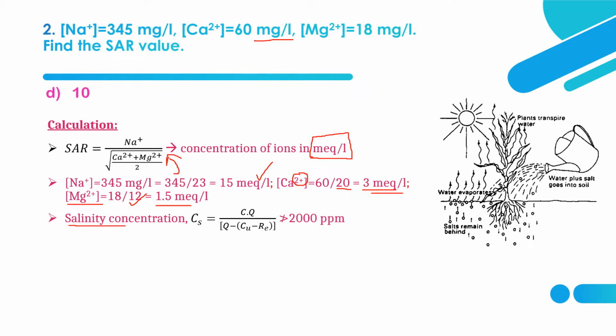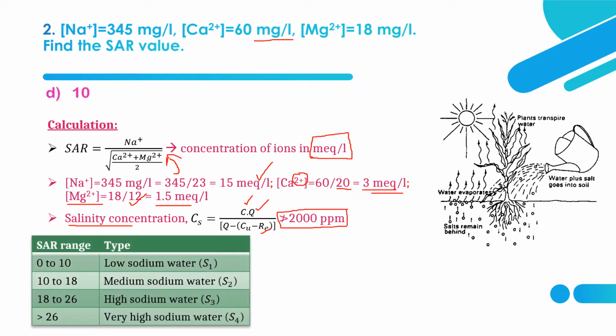Next we shall see another formula regarding salinity concentration. This will be given by Cq divided by Q minus of Cu minus Re. Here C is the saline concentration, Q is the discharge in cumecs or any relevant units, Cu is the consumptive use and Re is the useful or effective rainfall. And this salinity concentration shall not be more than 2000 ppm.